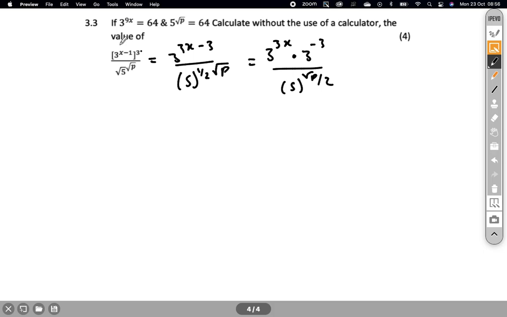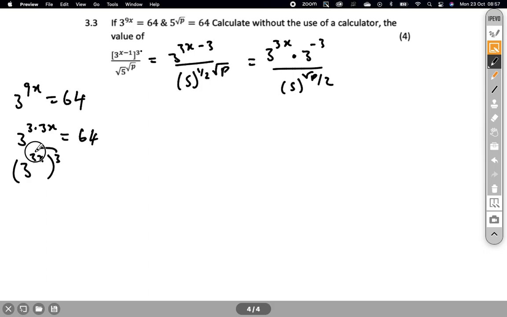So now we can go to the 3 to the power 9x is equal to 64. So we can rewrite 9 as 3 times 3x. So now we can remove this 3 out. So we can have something like this, 3 to the power 3x, and then put our 3 outside. If we multiply this 3 back in, it's still going to give us 9x, okay, equals to 64.